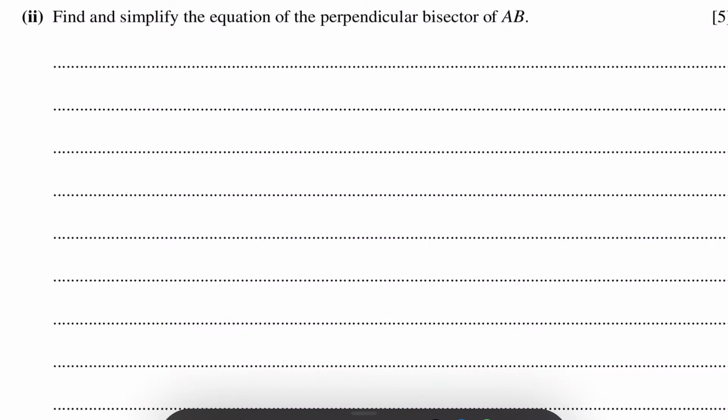Find and simplify the equation of the perpendicular bisector of AB. Suppose that your point looks like this. This is A and this is B. This is only an example for reference. So your perpendicular bisector will be 90 degrees. This is the midpoint of AB, so you need to find the midpoint of AB first.